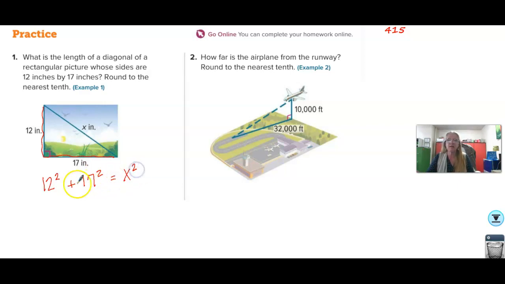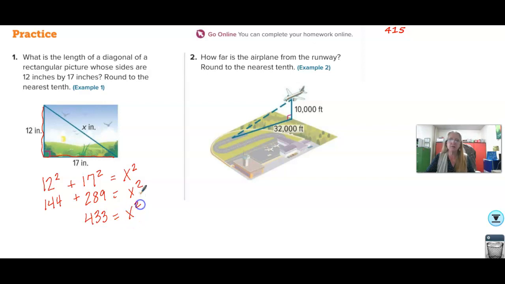Then you have to figure out what these are. You have to square these. 12 times 12 is 144. 17 times 17, I think, is 289. Yeah, 289 equals x squared. Then you have to add these two together, which gives us 433.